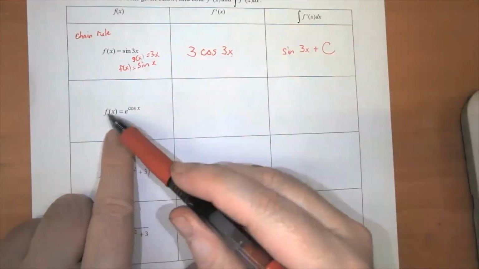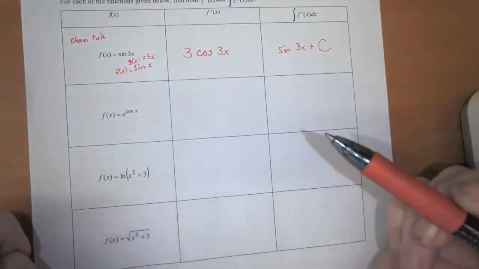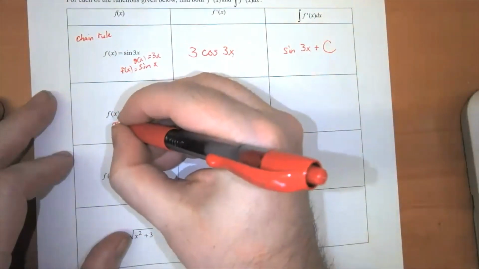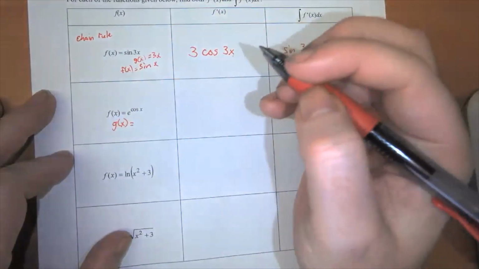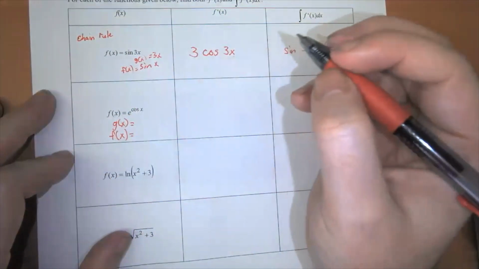All right, so here, once again, we've got our inside function and our outside function. So identify those. What's our inside? Our inside function is g of x, and our outside function, which we calculate second, is f of x.